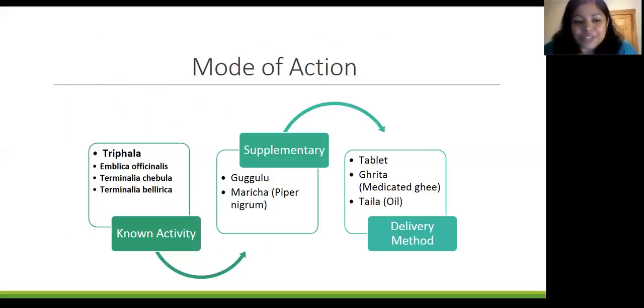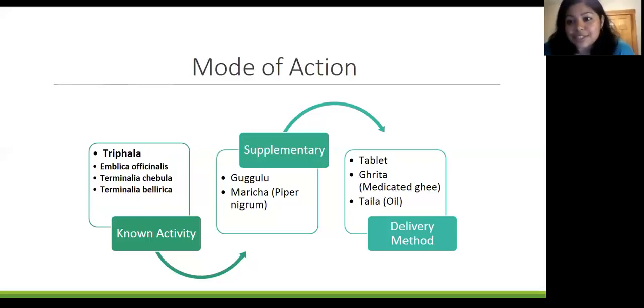Okay, so for instance, an example here of Triphala. Triphala has a known therapeutic activity that is indicated in the classical text when they talk about it. If we're using the same Triphala added with other herbs, again according to what properties we know they have, we can combine them to give us a specific site of action, or a targeted site of action.